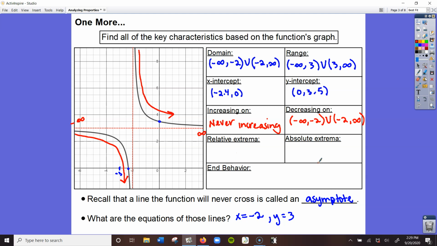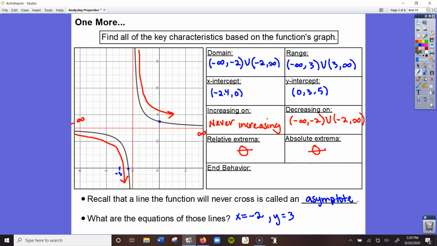Remember what I said earlier for relative and absolute extrema. In order to verify that you do have extrema, your graph has to change direction, meaning changing from increasing to decreasing or decreasing to increasing. You're looking for those hills, you're looking for those dips. And as you can see on this graph, my graph is always decreasing, it never increases, so it's not changing behavior. And I can't see any hills or dips. So this particular graph has no extrema whatsoever, neither relative nor absolute.